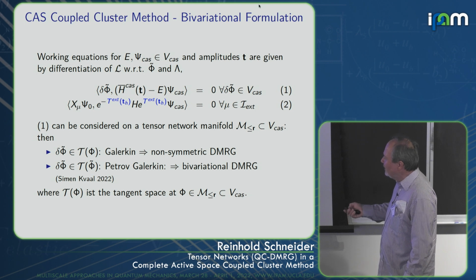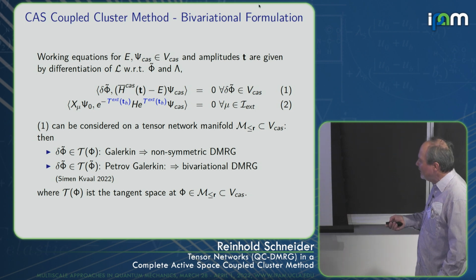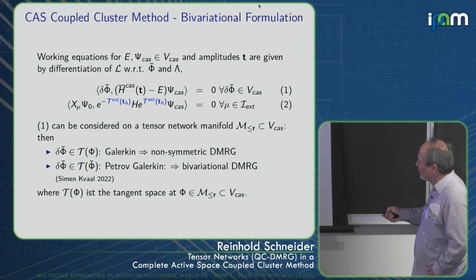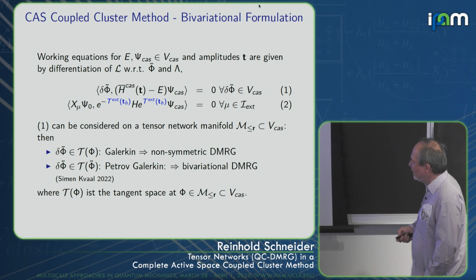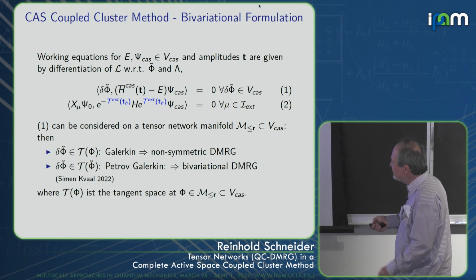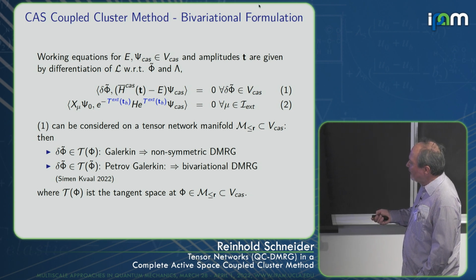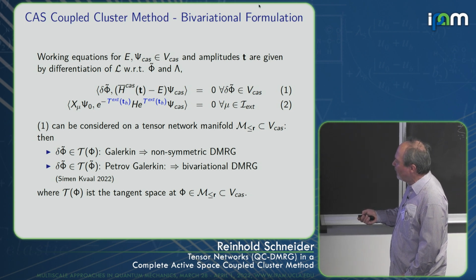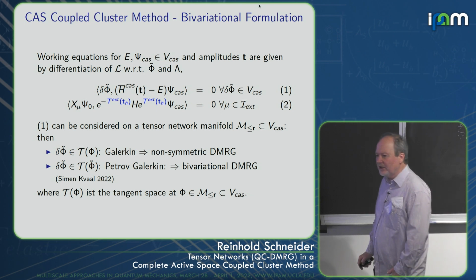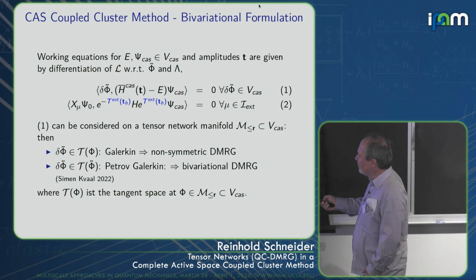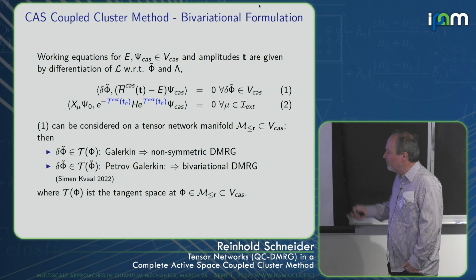Instead of the tangent space, we can already do what we do in DMRG, at least in single-site DMRG or ALS. So we are thinking about developing now a bivariational DMRG, in contrast to this. But it's not clear which is better.